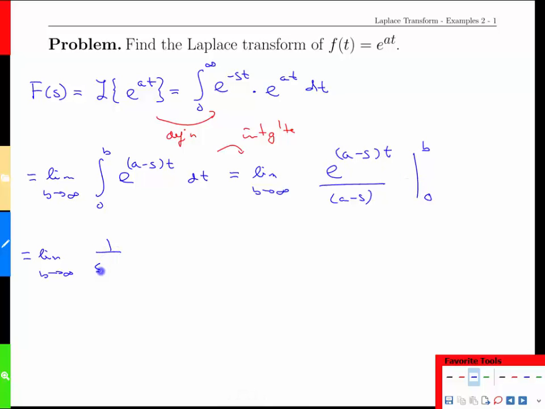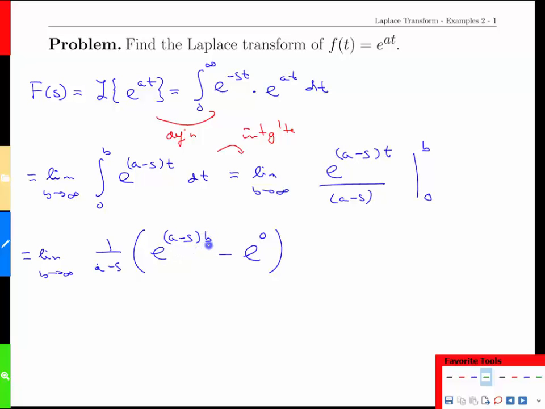1 over a minus s times e to the a minus s times b minus e to the 0. We're plugging in for t here. And then we can evaluate the limit as b gets larger and larger and larger.